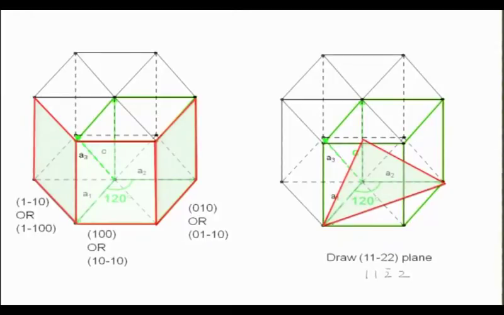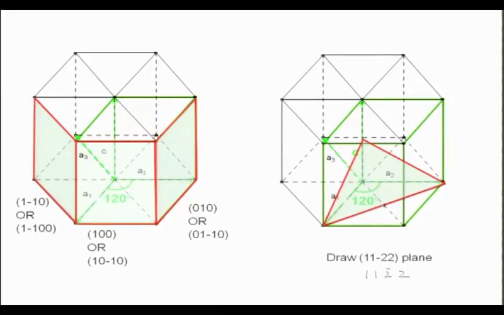This is your (1 1̄ 2 2) plane. So you have one intercept on A1, one intercept on A2, half intercept on C. The other one is automatic, because h plus k is equal to minus i, so that becomes automatic. So if you look at this, it will intercept through half of this length in the opposite direction. This is A3 axis, and you are intersecting at this point, which is half of minus A3.